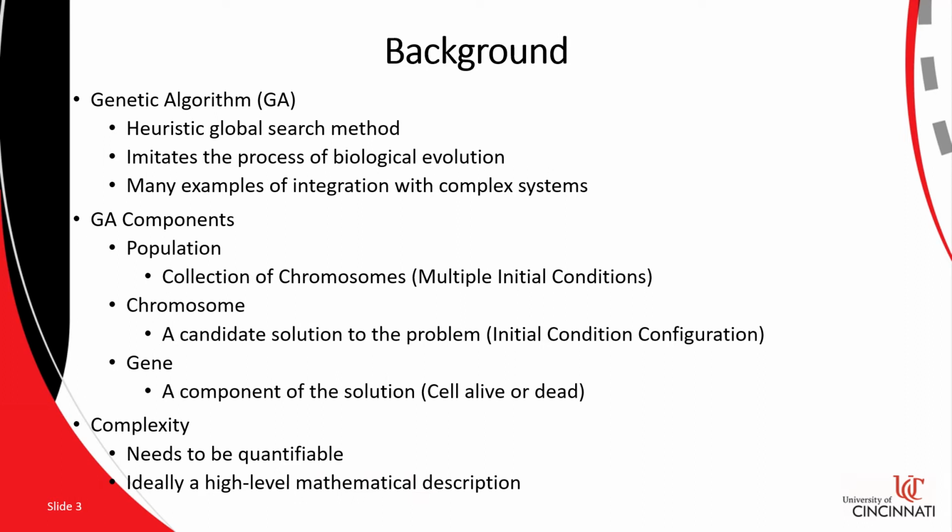A genetic algorithm was used as the optimizer for finding the most complex initial conditions for the game of life. A GA is a heuristic global search method that imitates the process of biological evolution. A GA has several components. It has a population, which contains chromosomes, and chromosomes, which contain genes. Of course, the GA requires a quantifiable metric of complexity that's ideally a high-level mathematical description.